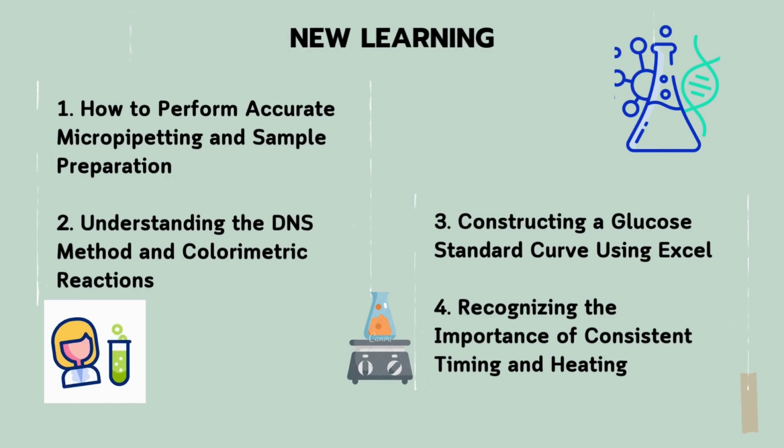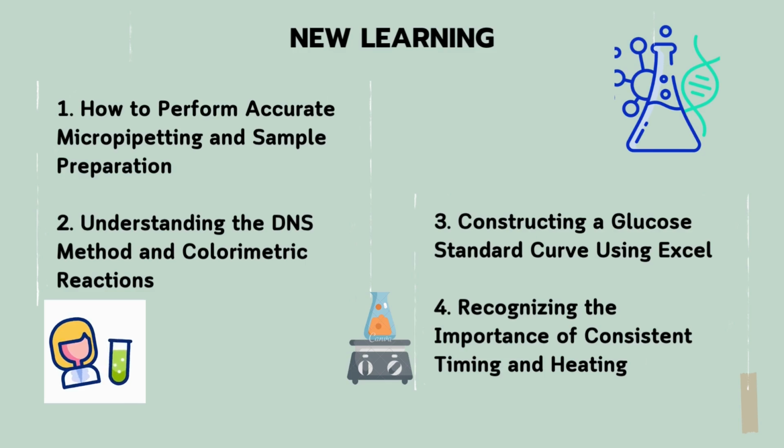For this experiment, one of the main things we learned was how to properly use a micropipette. Since we were working with very small volumes to prepare different glucose concentrations, it taught us the importance of accuracy and technique during sample preparation. We also gained a better understanding of how the DNS method works. It helped us see how reducing sugars like glucose react with the DNS reagent to produce a colored compound, and how that color intensity can be measured to reflect sugar concentration.